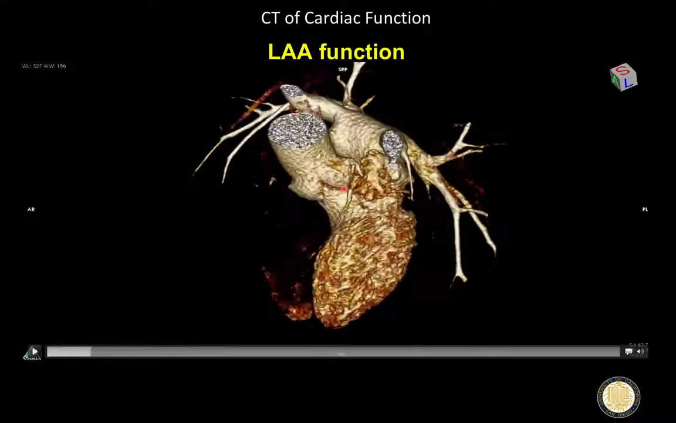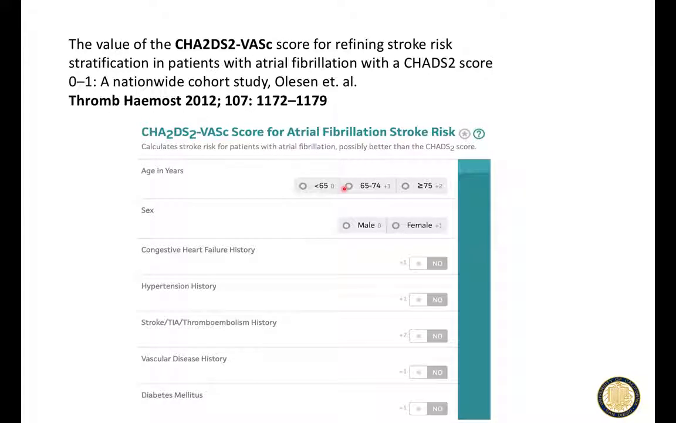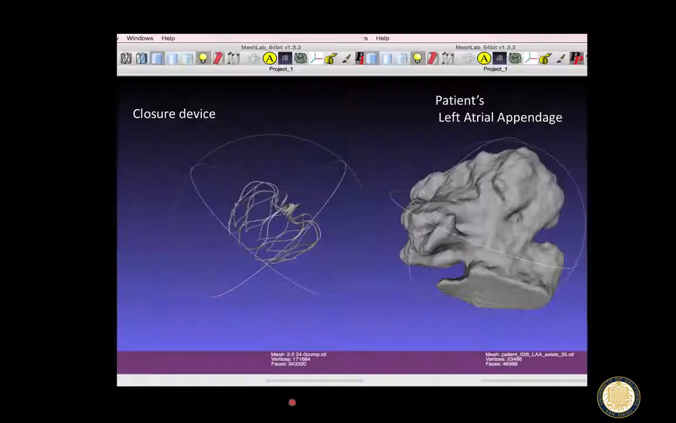What they use is called a CHA2DS2-VASc score, which I'll show you, this is the CHA2DS2-VASc score. You get points for each, like your age, sex, if you have hypertension, have you had a stroke, vascular disease history, and diabetes. None of that has anything to do with the left atrial appendage, but it's just statistics that you have on everybody, right? So there's a lot of room for improvement in medicine, right?